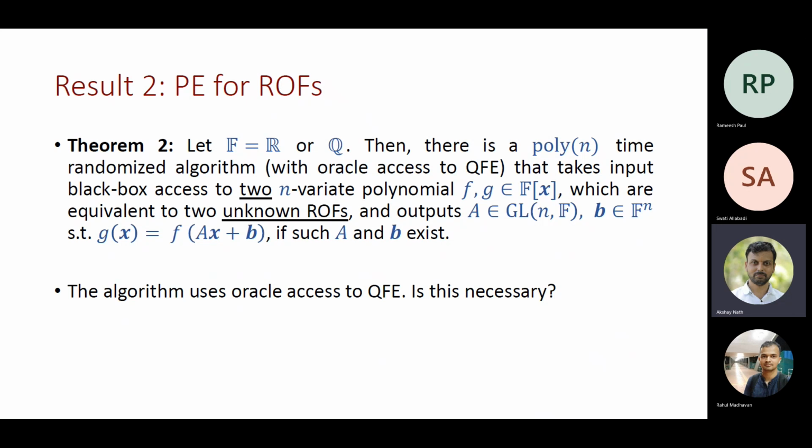They need not be equivalent to each other, right? Yes, if they are, we are able to output A and b. And not being equivalent is not a problem, because assume they're not equivalent. What will your algorithm do? It would output some matrix, some translation vector. Just do a PIT. Just check if the two polynomials are equal or not. So you can just assume they are equivalent.